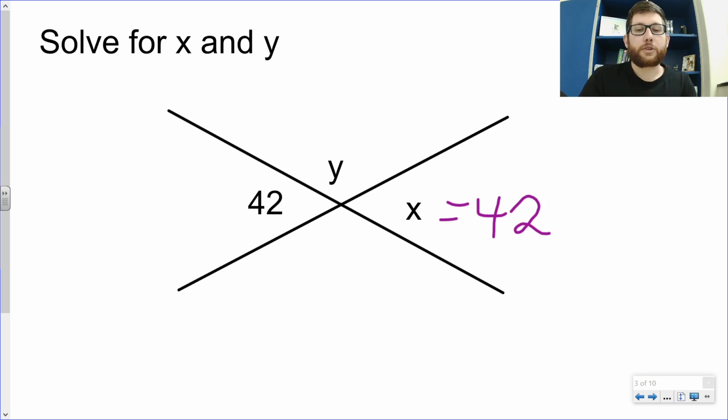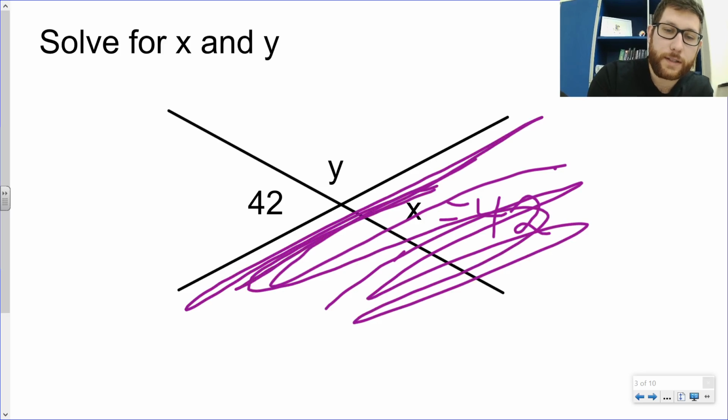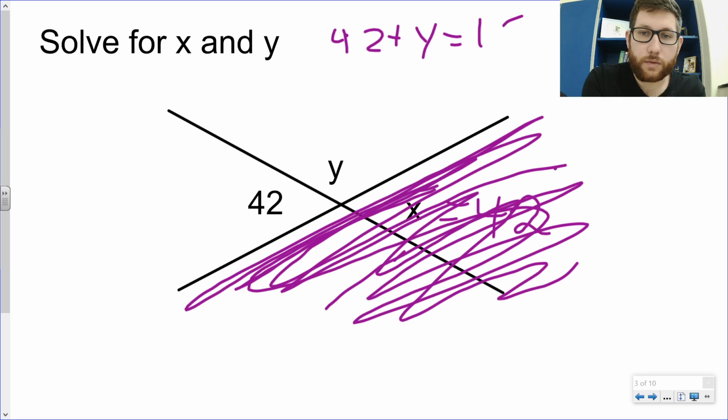This might be a little bit harder to see, but imagine this. I'm just going to color in. Ignore all of this. Let's just look at this section right here. What do we see with 42 and y? What I see is that 42 and y add up to 180. I know that 42 plus y is equal to 180. So I'm going to subtract 42 from both sides. I get y is equal to 138.